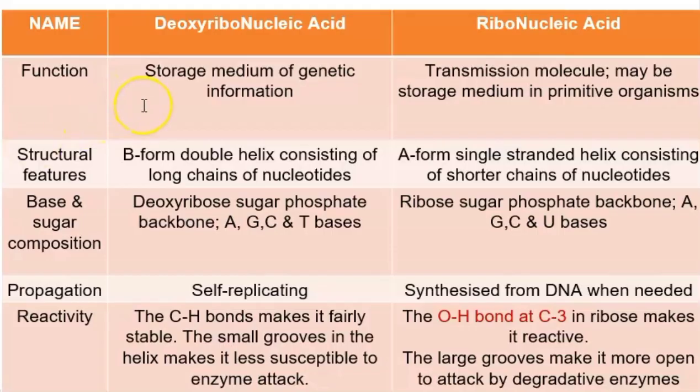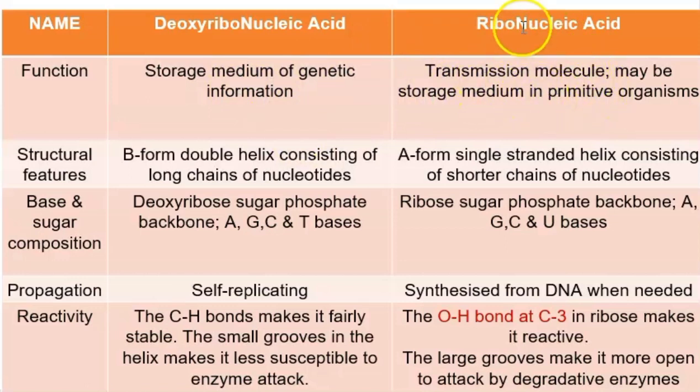Now, I earlier told you that I'm going to tell you the difference between DNA and RNA. Now, these are the functions. One of the number one functions that shows the difference between deoxyribonucleic acid and ribonucleic acid: deoxyribonucleic acid is the storage medium of genetic information, while the ribonucleic acid is for transmission molecules.